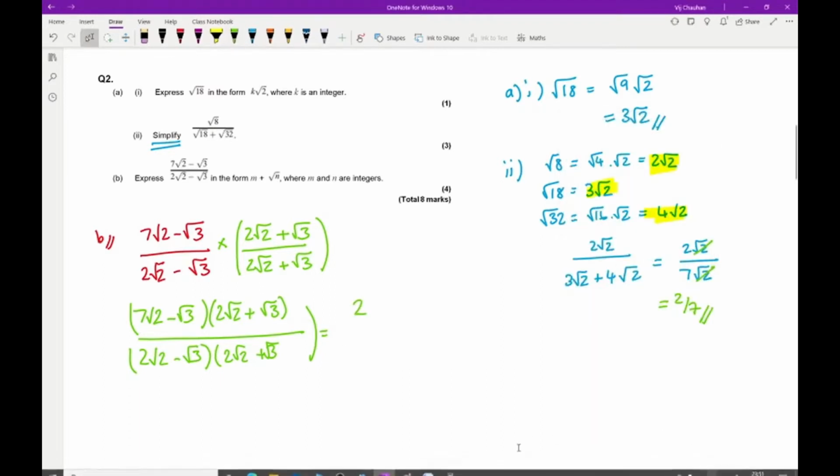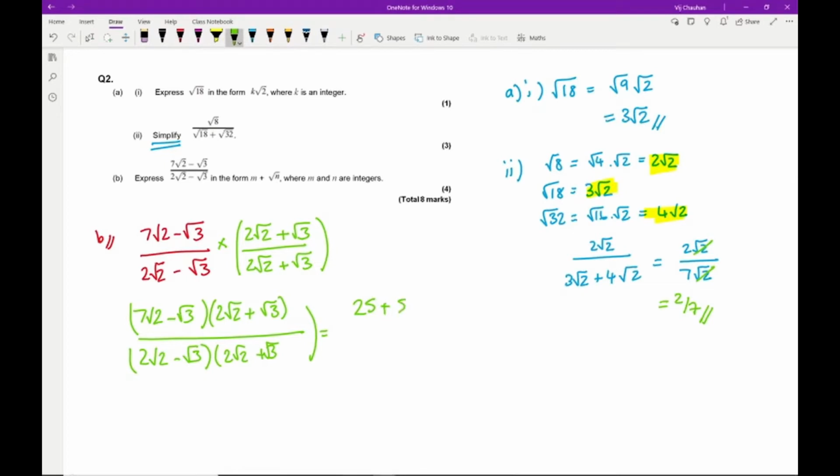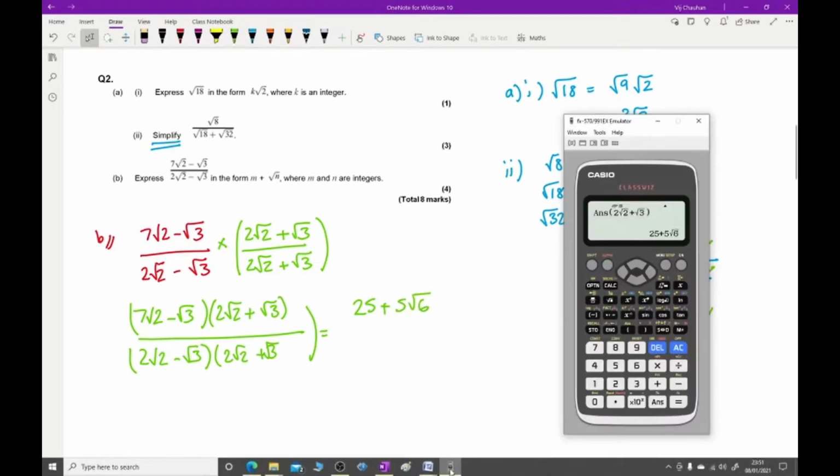Let's get the calculator back. There you go. So 25 plus 5 root 6, I think it was. Just double make sure. Yeah.